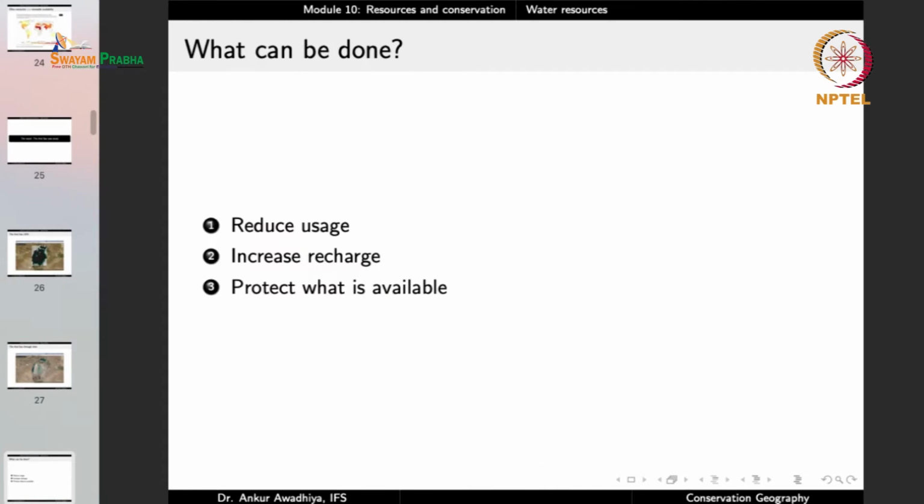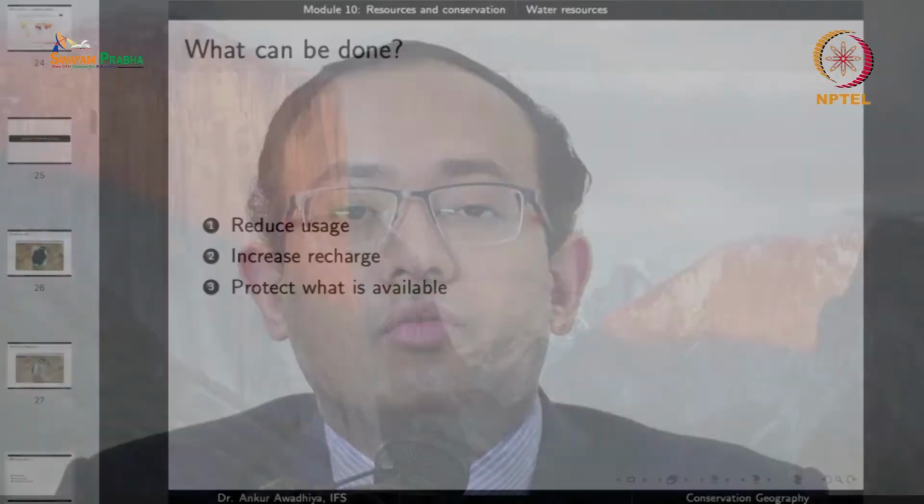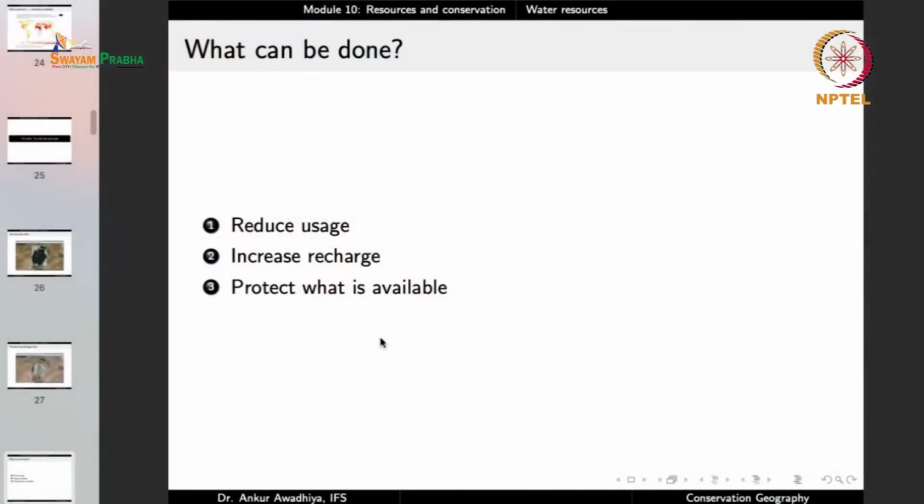So what can we do to conserve our water resources? One, we have to reduce the usage. We cannot go on using large amounts of water. We have to cut down. The usage of water resources has to be sustainable. We should only be using that amount of water that is necessary for meeting our needs, because we also have to save water for our future generations. So we have to cut down on water usage.